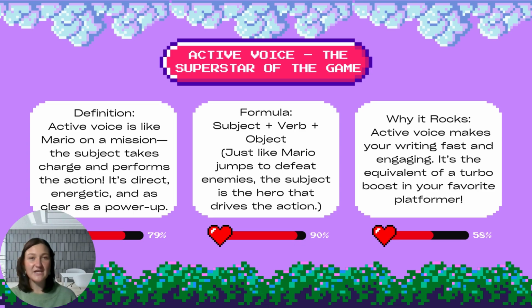Active voice is actually the preferred structure in most writing styles because it keeps writing clear and direct, puts the subject in control, just like the video game protagonist, and it makes actions happen faster, which is actually perfect for storytelling. I want you to listen closely to this following example. The sentence is in passive voice. The level was completed by the player.